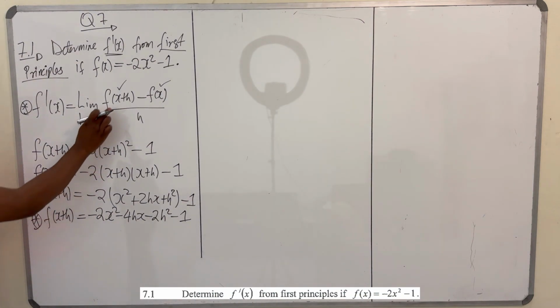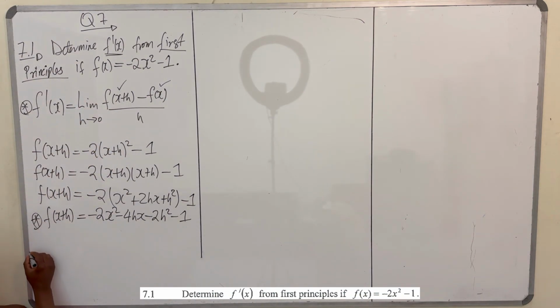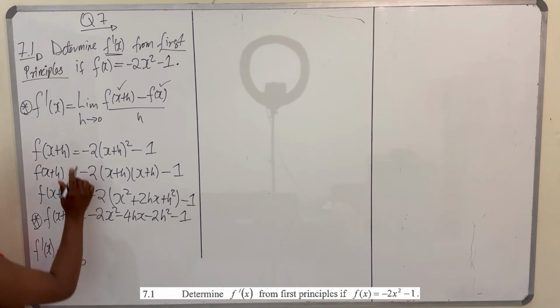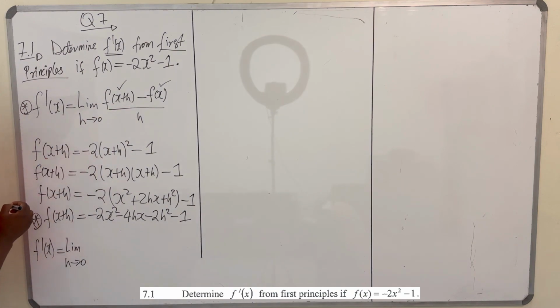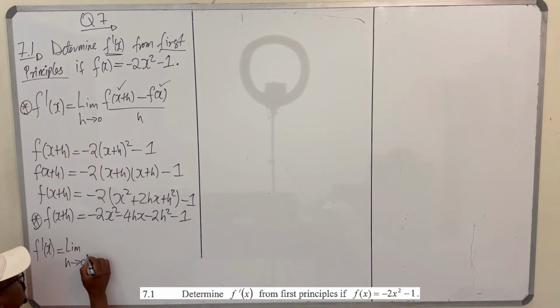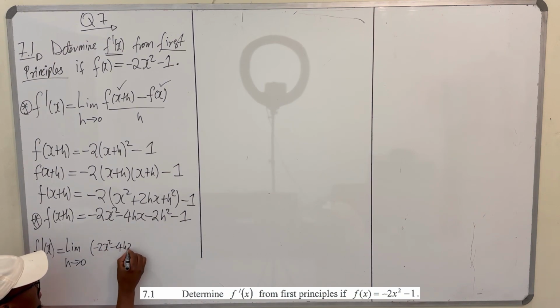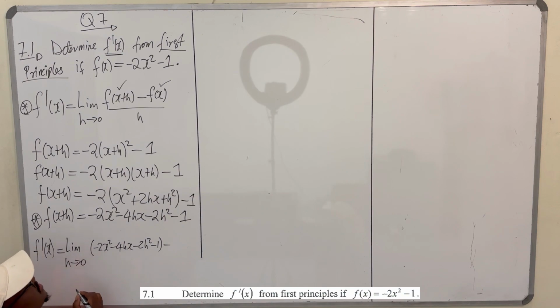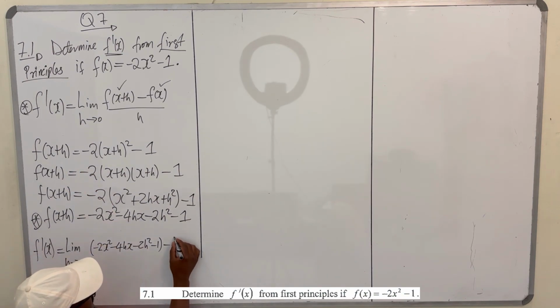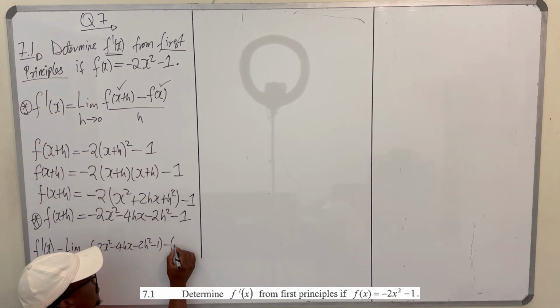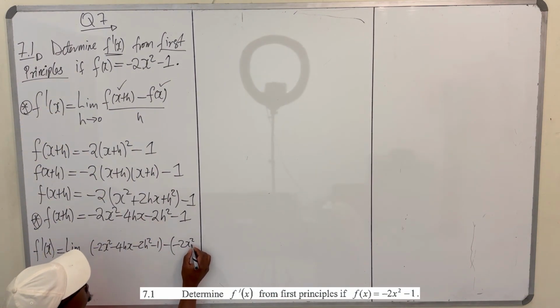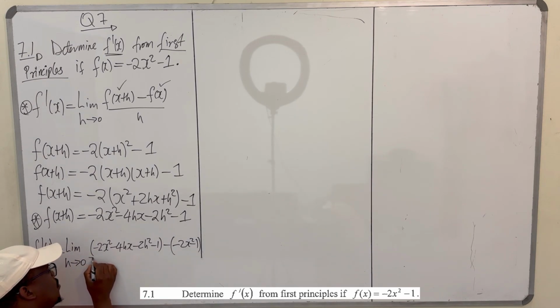So we can just substitute. So say the derivative of f at x is equal to what? The limit as h goes to 0 of what? Of this f at x plus h, which is this thing here. So what do we have? Substitute this, which is negative 2x squared minus 4hx minus 2h squared minus 1, right? Minus f of x. What is f of x? You are given that f of x is minus 2x squared minus 1, all divided by h.